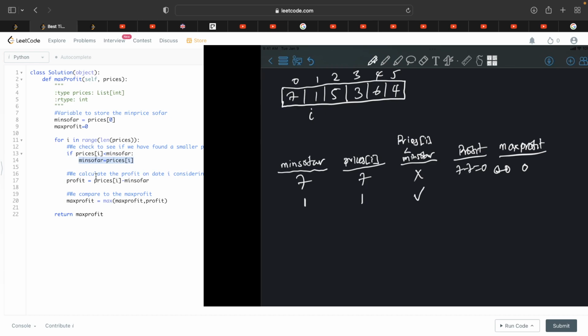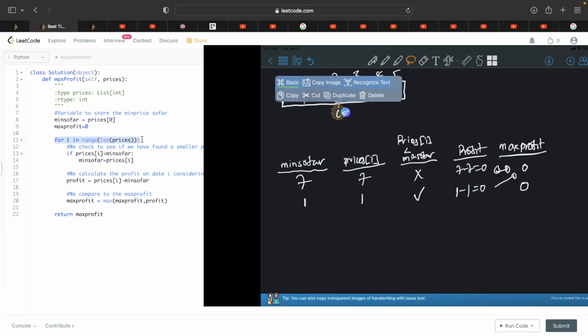So then we calculate the profit on date I. The profit will be prices at I, which is 1, minus min so far, which is 1. So this will be 1 minus 1, which is equal to 0. We compare this with our max profit over here, and our max profit remains 0. So in the code, we come back to this location. As you can see in the diagram, our I has now moved here.